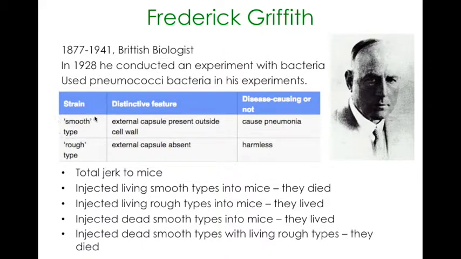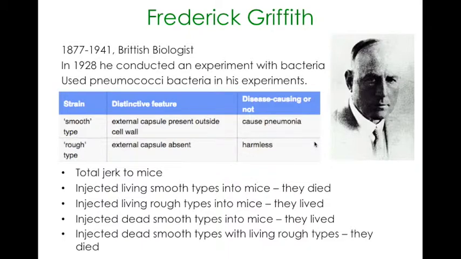There was one, the smooth strain, which if you looked carefully, had this capsule outside the cell wall, right? And it would cause pneumonia. There was a second strain that was a harmless strain, which was a rough strain, in which case the external capsule, the one that was outside the cell wall, was absent. It wasn't there. And those bacteria were harmless, right?